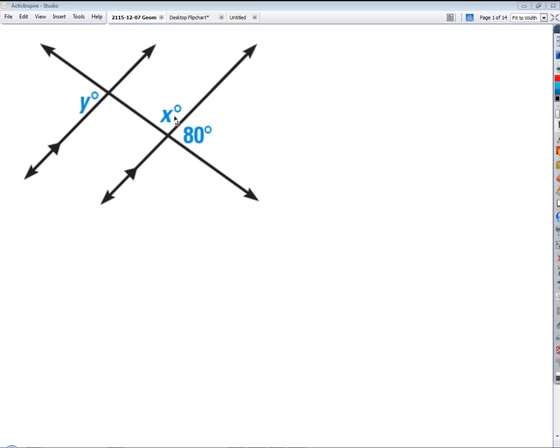What about y, though? What's going to be the relationship between y and 80? What do we call that? Okay, good. How come? They're alternate exterior. Why are they alternate? Okay, opposite sides of the transversal. Good. And exterior because they're outside the two lines. Good. So then fill in the blank: if parallel lines are cut by a transversal, alternate exterior angles are congruent. Yeah, they're congruent. So what's y? What's the measure of y? 80. We got it. Good.